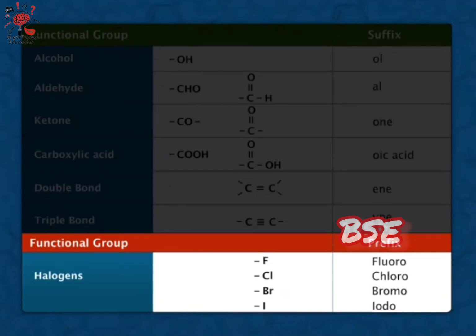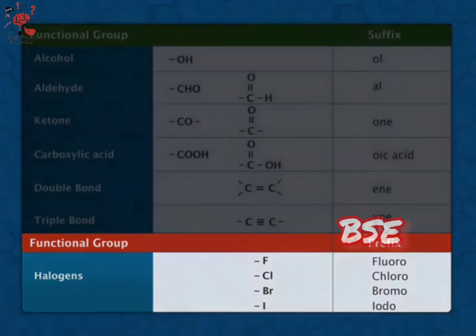A halogen atom attached to a hydrocarbon acts like a functional group. Fluorine, chlorine, bromine and iodine are common functional groups. Let us take the example of bromine as a functional group.